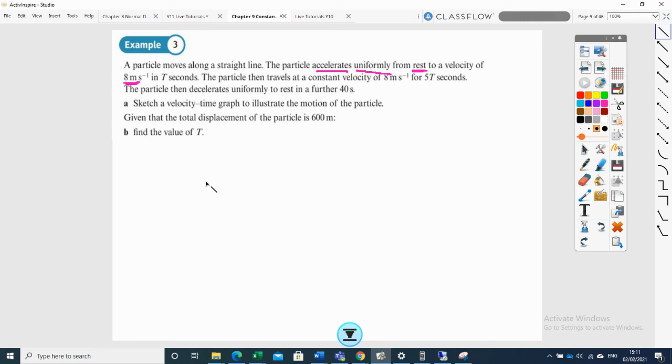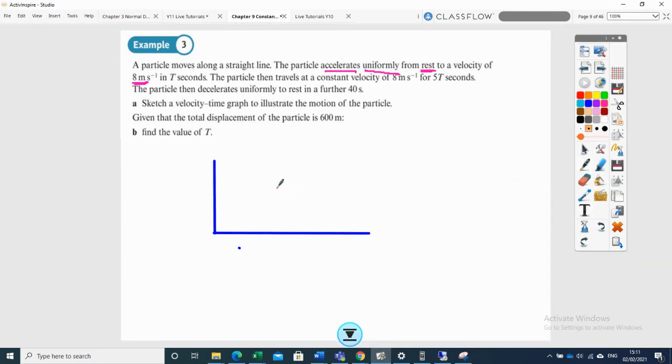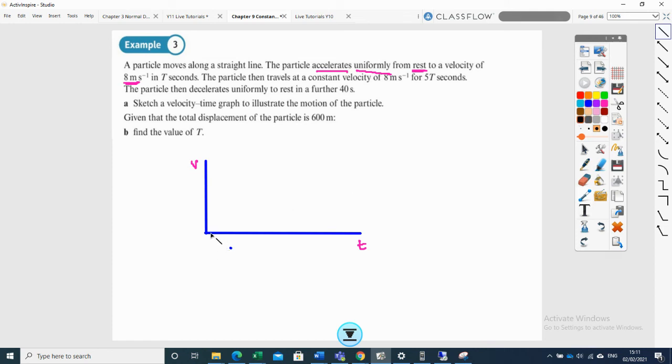So we need to draw ourselves a graph. Even if it doesn't say sketch a graph, it is always a very good idea in anything we do in mechanics and lots of aspects of statistics as well, as you would have found also in your pure maths. So our y-axis is the velocity, and the x-axis is time, and it starts from a velocity of 0 because it starts from rest. It accelerates uniformly, so it's got a straight line. It then goes at a constant velocity, and then it decelerates over a certain period of time.